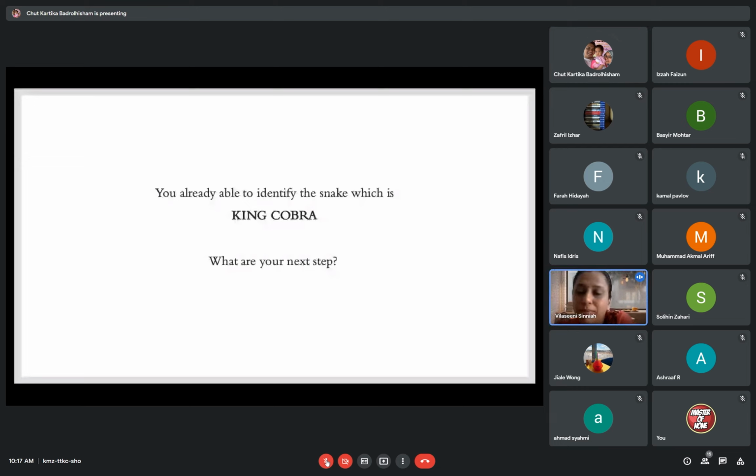Ada siapa nak cuba jawab? What is the next step? Nafis nak try? Nafis? Siapa dia kata? Kita nak turun siapa ya? Izhar Faizul ya? Izzah, Izhar Faizul. Izhar, nak try?